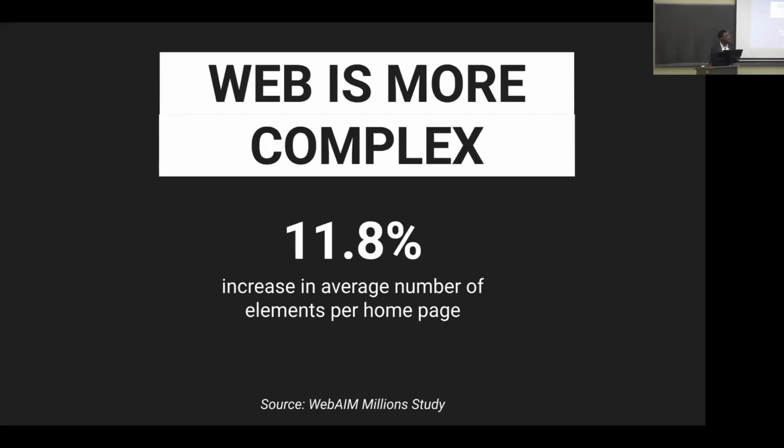In addition to that, the web is becoming even more complex. As of this last study, there was a 12% increase in the average number of elements on a homepage, meaning that if you're going and testing a website, you have to do 12% more work this year than you did last year. And probably the same is true for next year and the year after and the year after.